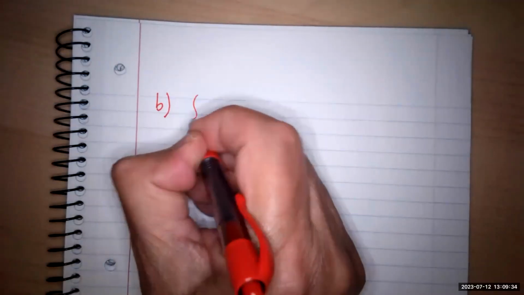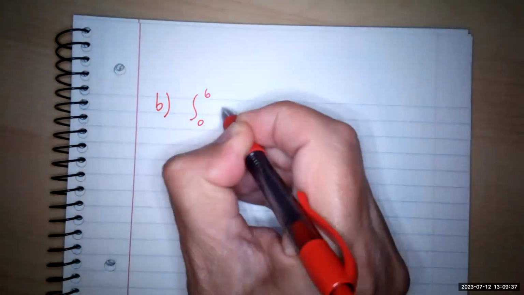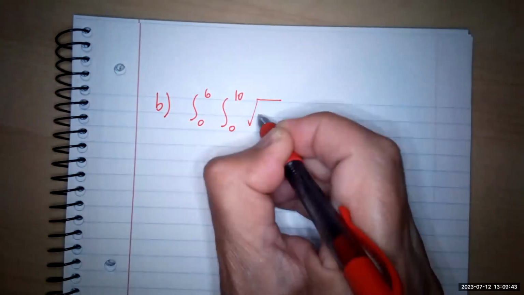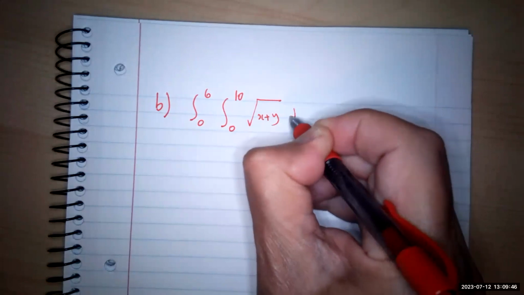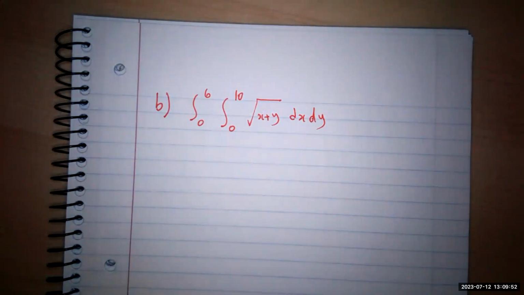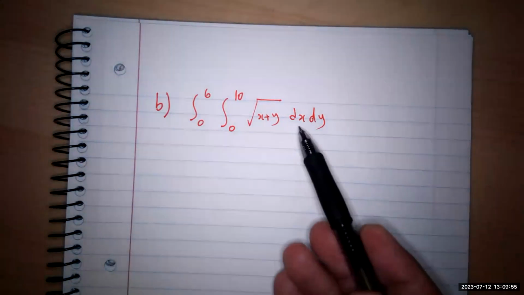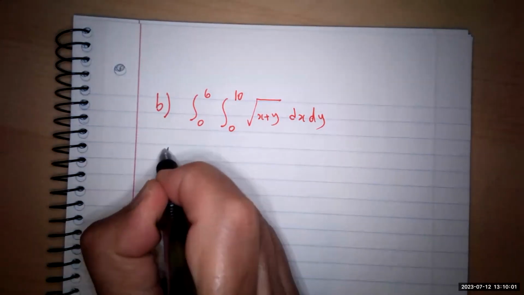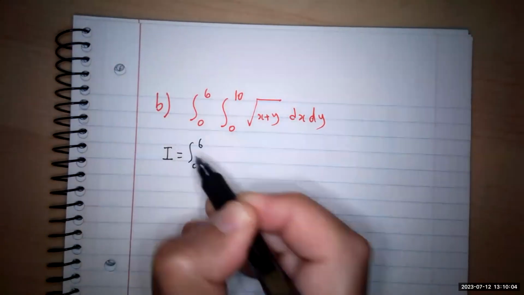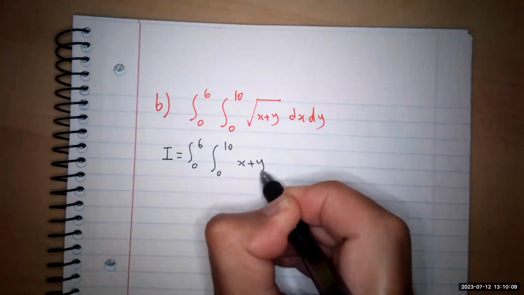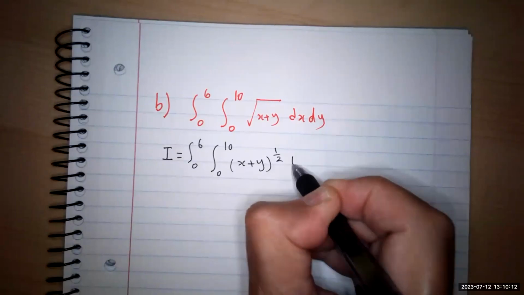You want to integrate this one. Evaluate 0 to 6, 0 to 10, the square root of x plus y, dx dy. Again, limits of integration, everything nicely given. We want to integrate with respect to x. You know that you have to change the radical, rewrite it. So the integral is going to be 0 to 6, 0 to 10, x plus y to the 1/2 dx dy.